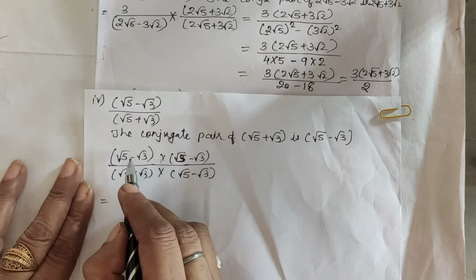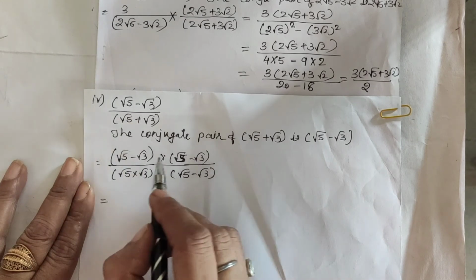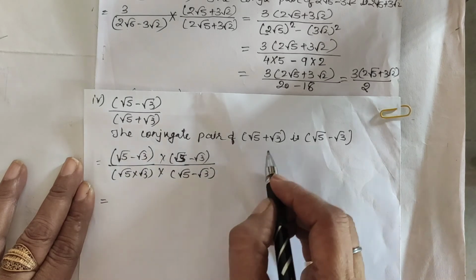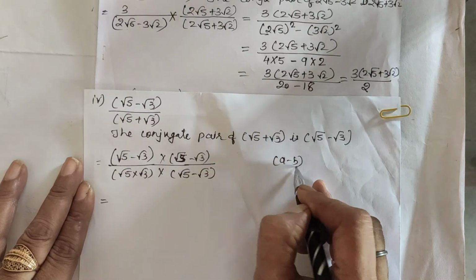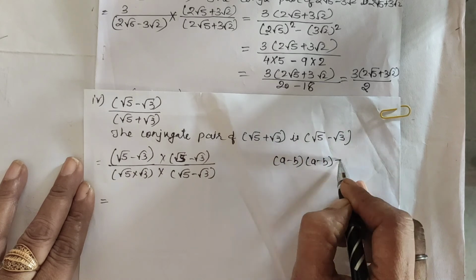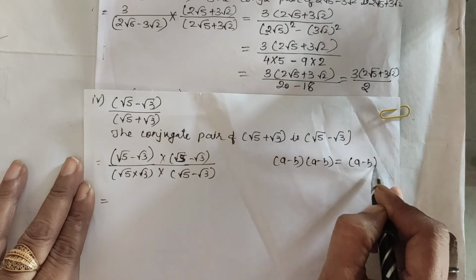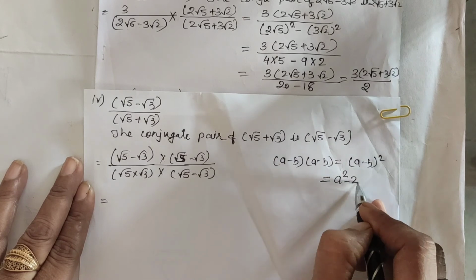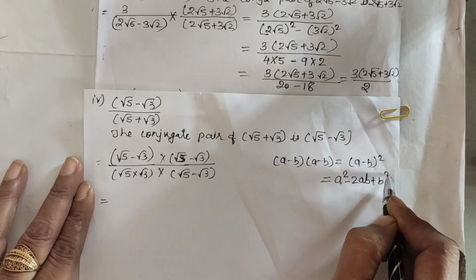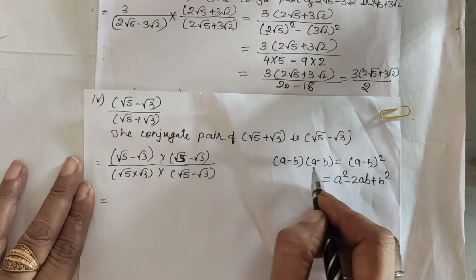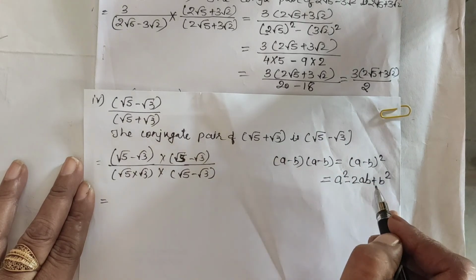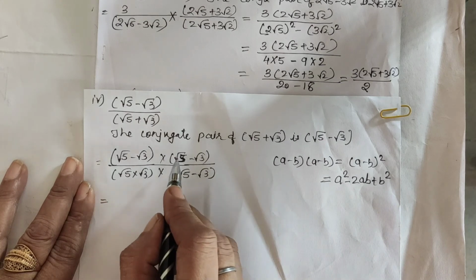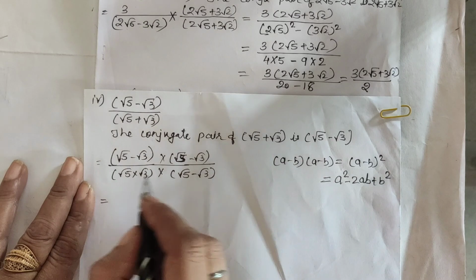See children, observe the numerator carefully. Here is minus, here also minus. Your A and B are also the same. Which type is it? A minus B into A minus B, and it becomes A minus B whole square. And you know the identity: A minus B whole square is equal to A square minus 2AB plus B square. Or you can use the product of binomials also. At last the answer remains the same. So you can write this in the form of A minus B whole square.